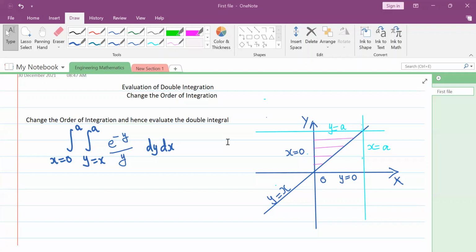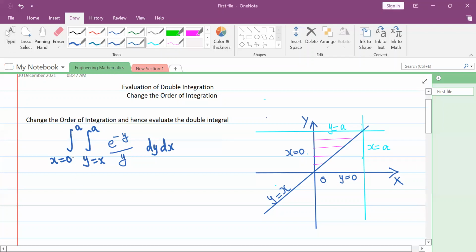Now you read the problem. What is given in the problem is the double integral, 0 to a, inner integral y, which is varying from x to a, then the function is e power minus y divided by y, dy dx. Now here dy is given, that means the inner integral is with respect to y. And here the outer integral operator is dx, that means the outer integration is with respect to x.